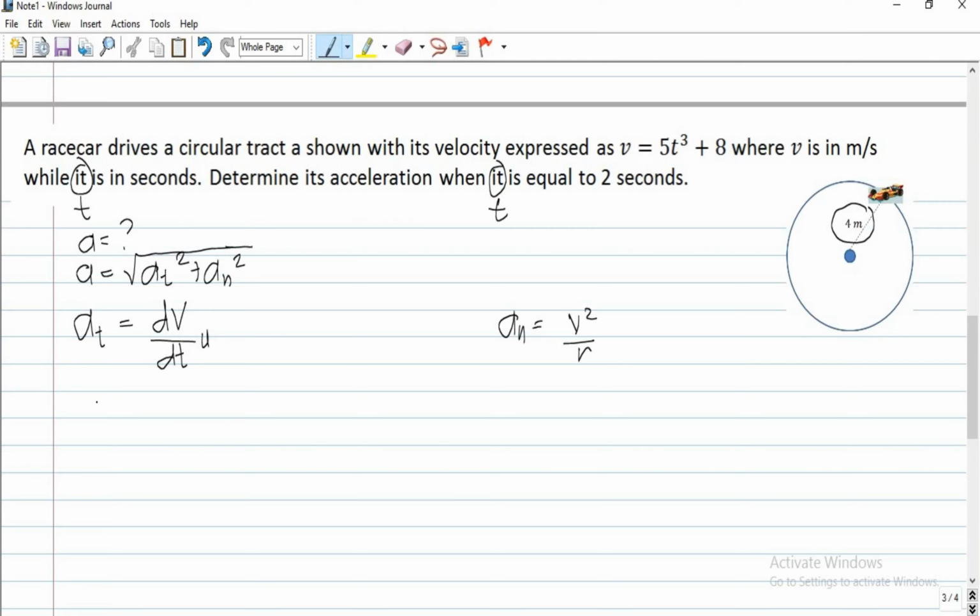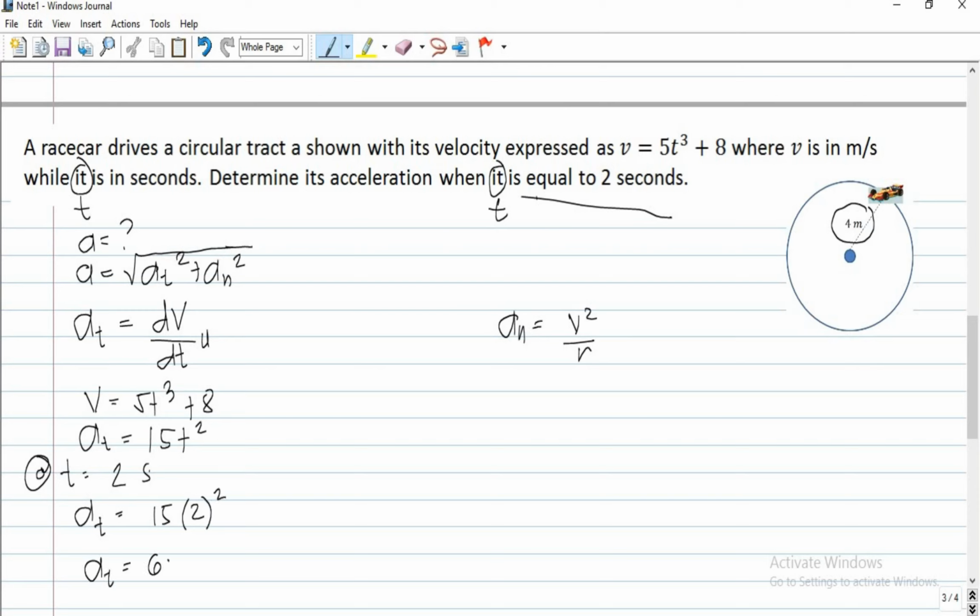Now, given dito sa problem na to, the velocity is equal to 5t cubed plus 8. So, makukuha ko yung tangential acceleration, basta alam ko yung derivative ng 5t cubed plus 8. So, what is the derivative of 5t cubed plus 8? Yes, that is equal to 15t squared. Given naman yung time, at t equal to 2 seconds, our tangential acceleration is equal to 15 times 2 squared. So, our tangential acceleration is equal to 60 meters per second squared. Ay, nakuha ko na yung tangential acceleration.